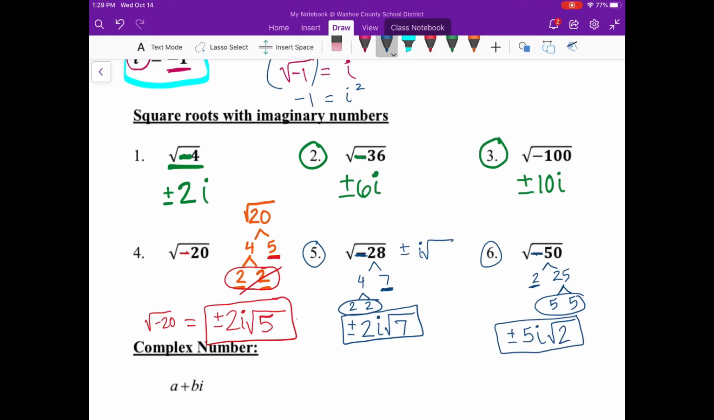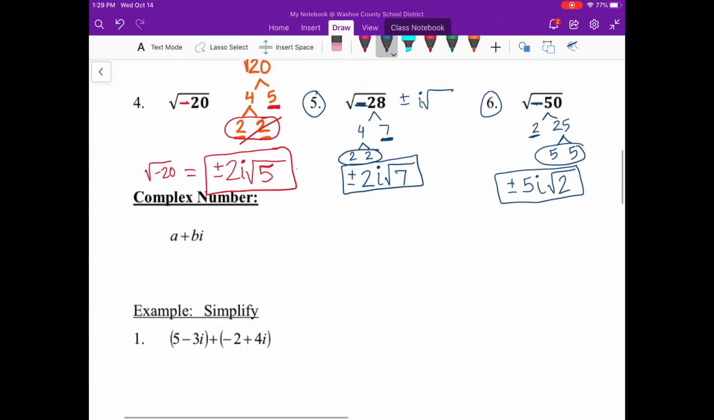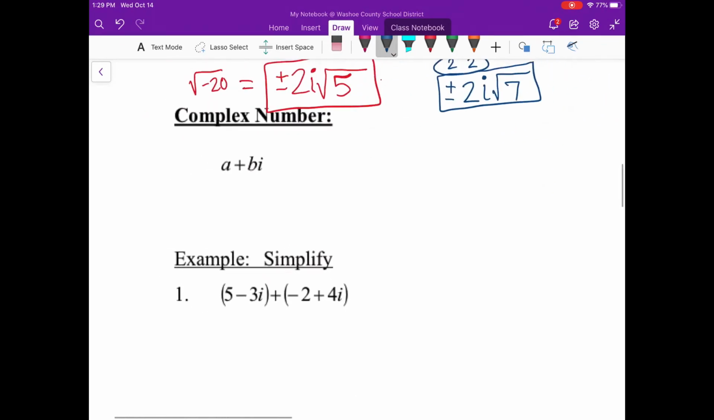Okay, so when we get to do the quadratic formula, you will be expected to break down these radicals. So please make sure that you are asking questions next time I see you if you have a problem doing this. Okay, so let's talk about what a complex number is.